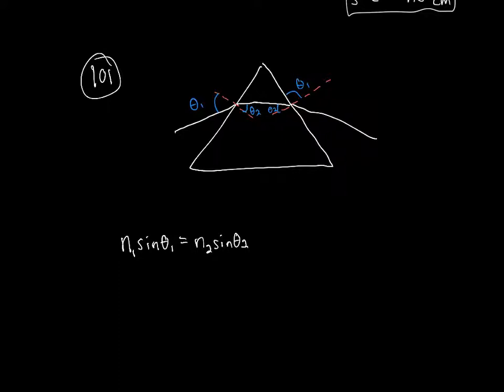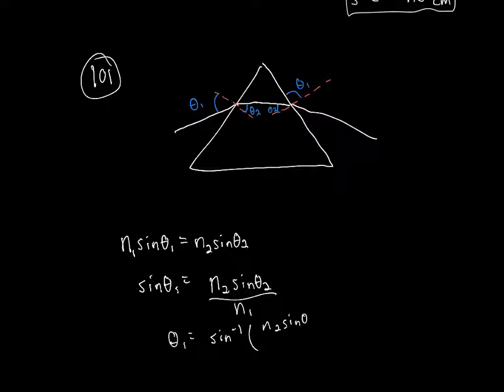I want to know what angle I have to enter at this thing with. So what angle would that be in this picture? What's the angle that I'm entering at? Theta 1. So I need to solve for theta 1. So sine of theta 1 equals N2 times sine of theta 2 divided by N1. Then I take the inverse sine of both sides, and I get theta 1 equals inverse sine of N2 sine theta 2 over N1.